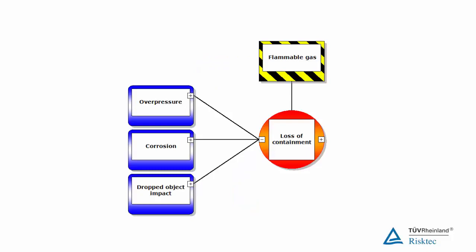Next, we need to ask, how might that loss of control arise, or what might cause that loss of control? In our example, our flammable gas might be released because of overpressurization of the pipework or vessel that normally contains it, or excessive corrosion, or impact damage from a dropped object, for example. There may also be other threats that are not shown here. Our analysis would continue until we've identified all credible threats.